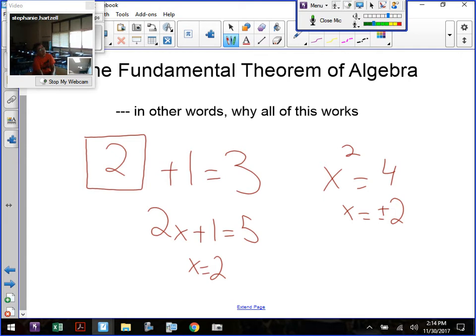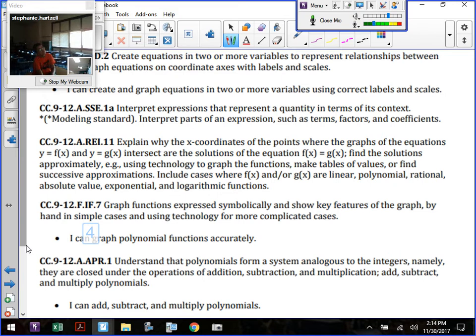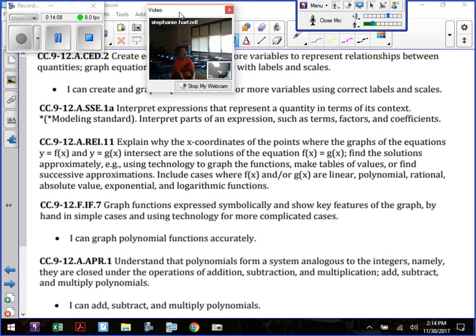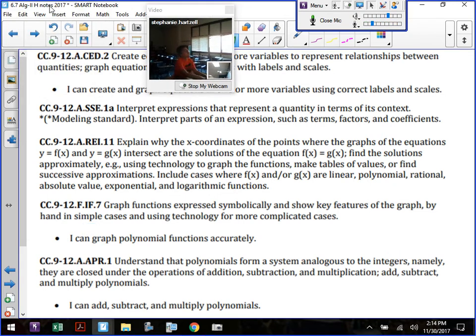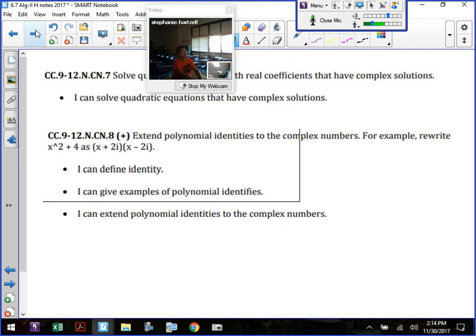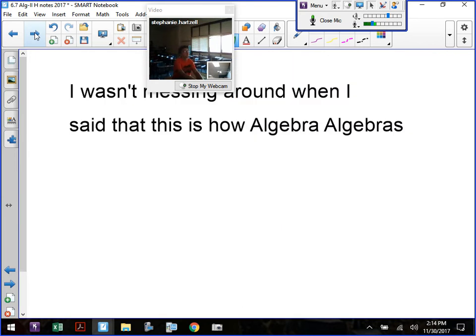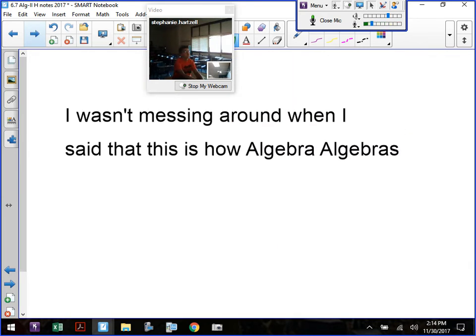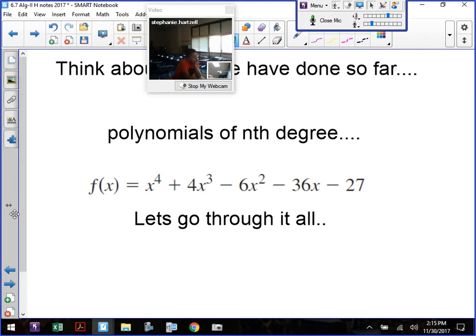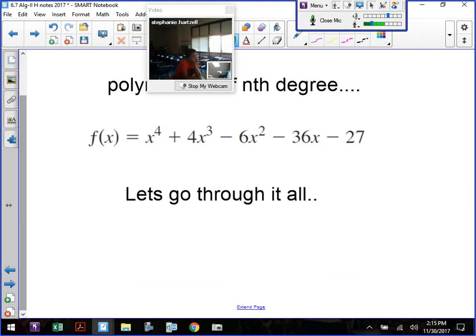But yeah, that's kind of where all this comes from. So think about what we've been doing. We've been working through all of these silly standards all along. I'm not kidding, there were like 14 of these things you guys had to do. And like I said, this is why algebra works. Because for any value of a polynomial, for example, here we have a 4th degree polynomial.